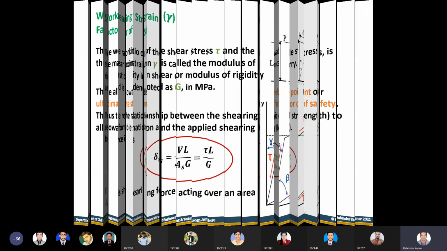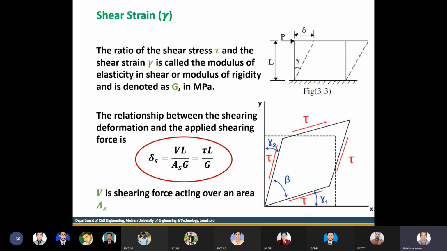Now we have the shear strength. We know the linear strength. Now what is the shear strength? You have studied all these things in strength of materials 1, and again you are not able to respond to me regarding the definitions.